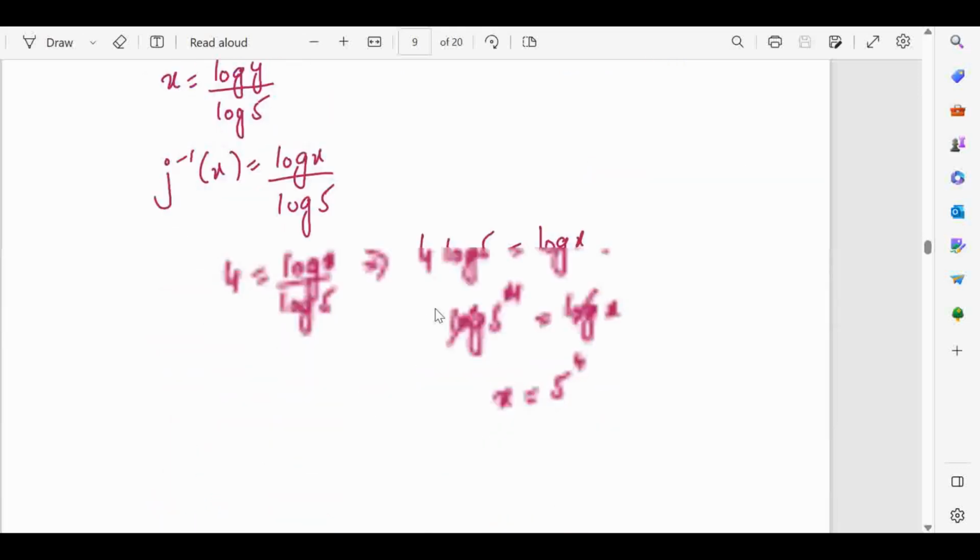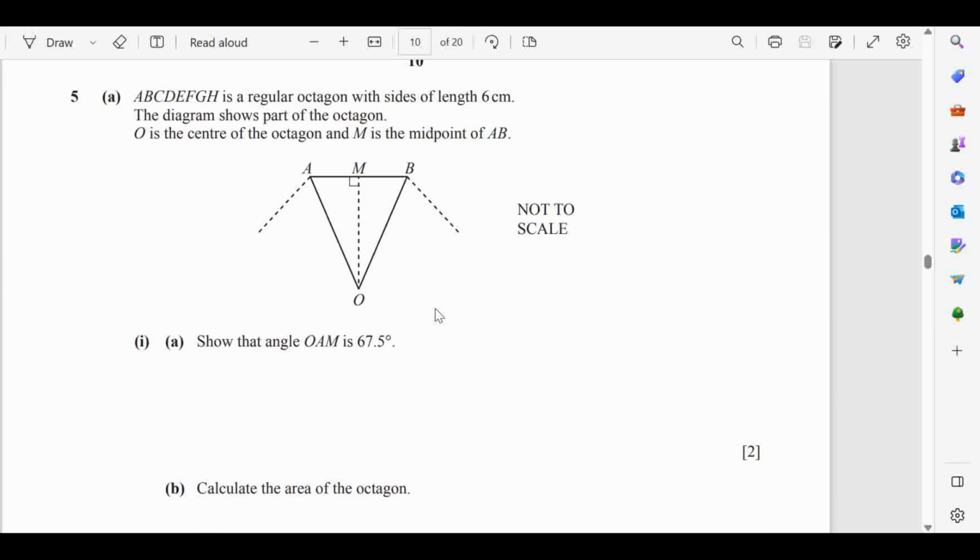Let's move to the next question. Question number 5. ABCDEFGH is a regular octagon. Regular octagon means that it will have 8 sides, with sides of length 6 centimeters. So it means that the whole length is 6 centimeters. It means that from A to M this must be 3, and this must be 3, because O is the center of the octagon, M is the midpoint of AB. So AM and MB will be equal to 3.